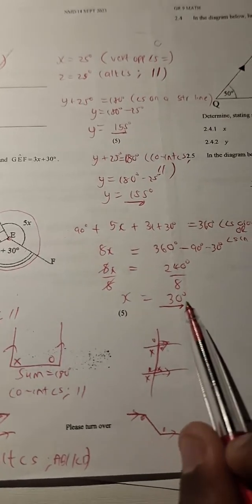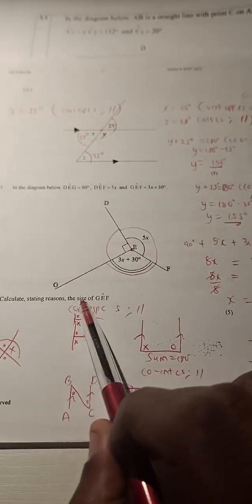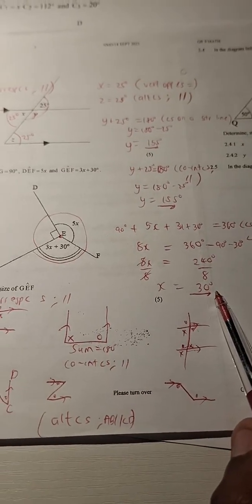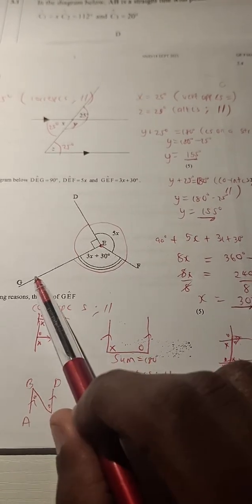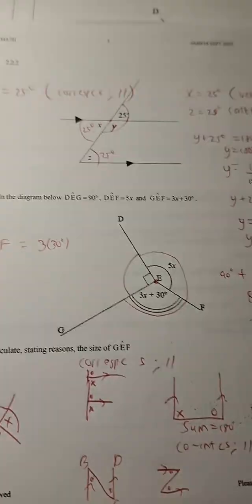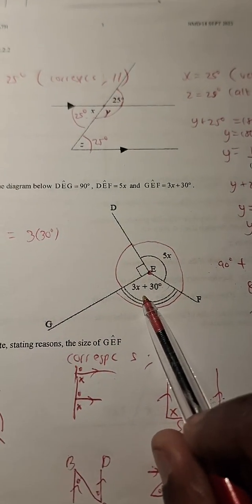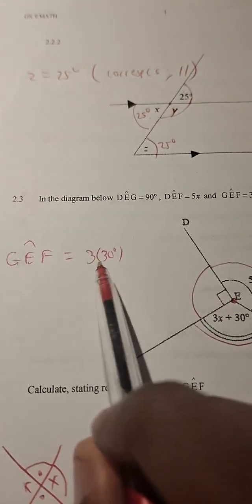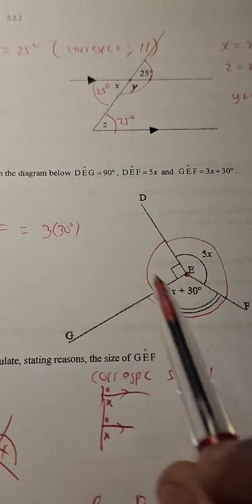degrees. We didn't want the value of x. We were asked to find the size of GEF. So we go back and say GEF is equal to 3x plus 30. In the place of x, we substitute 30, because we found that x is 30.